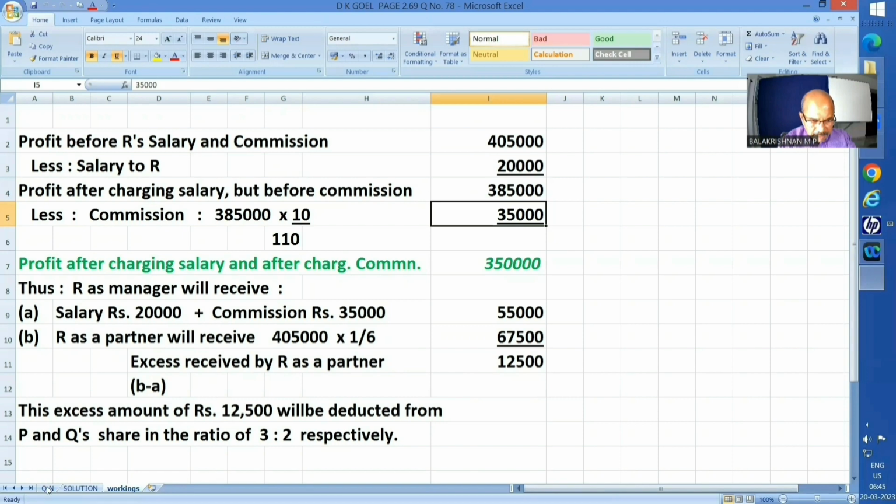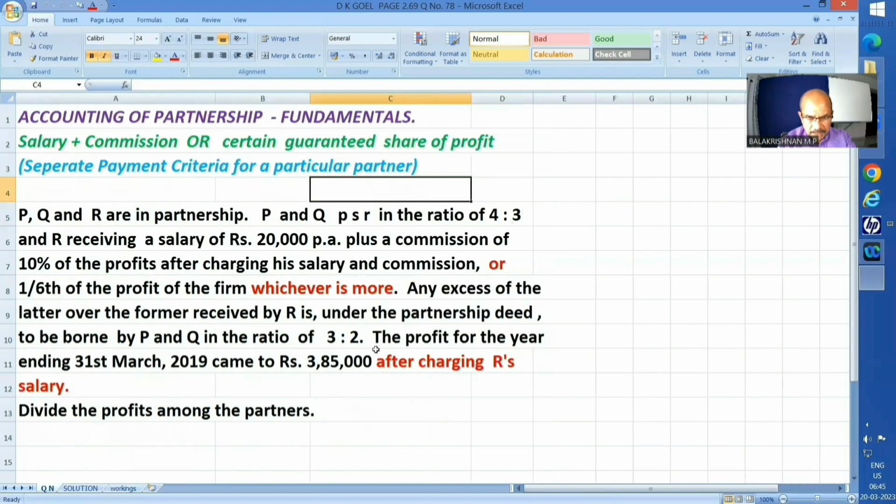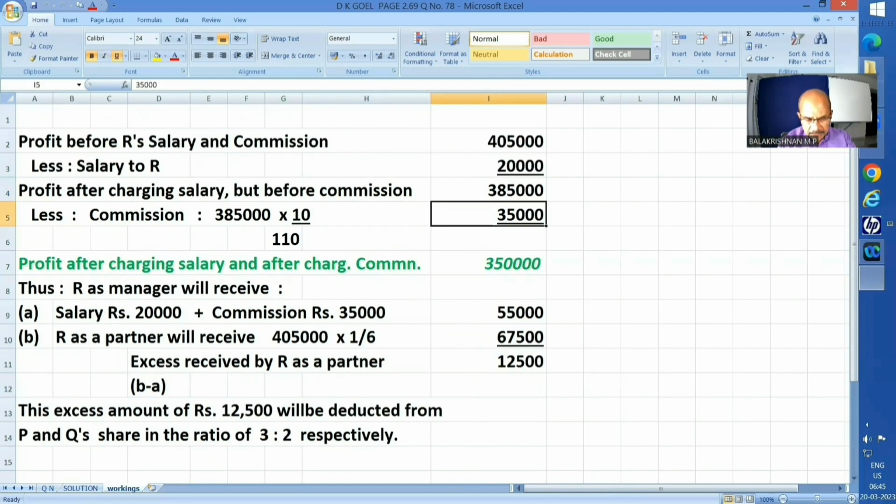And it has been clearly given in the question that any excess of the latter over the former received by R under the partnership deed is to be borne by P and Q in the ratio of 3:2, a separate ratio. Okay. So that being the case, this 12,500 has to be borne by P and Q in 3:2 respectively.